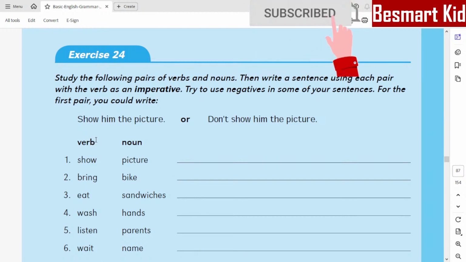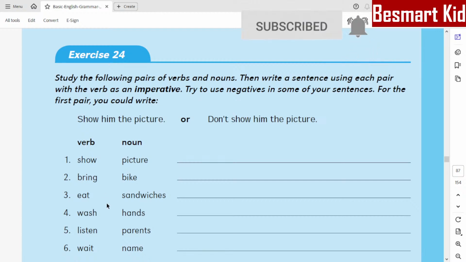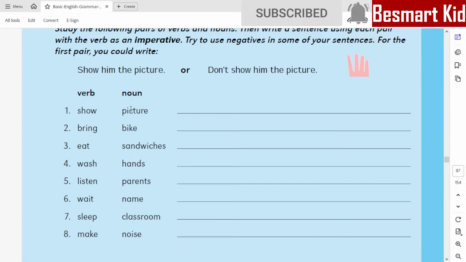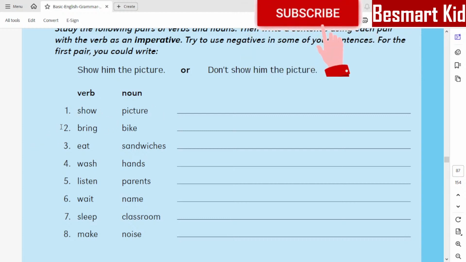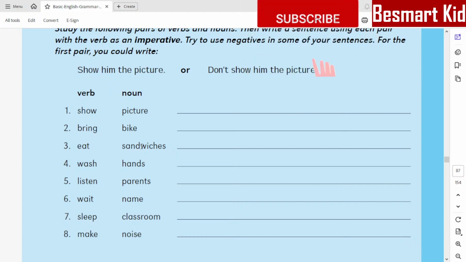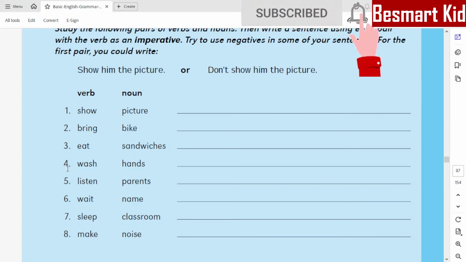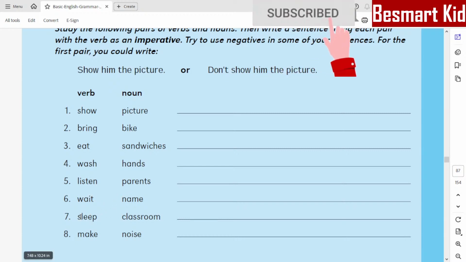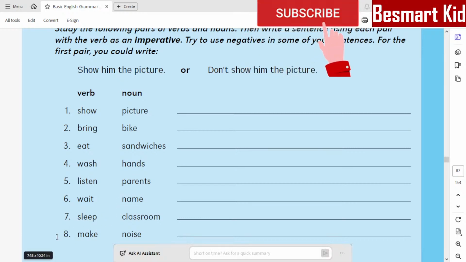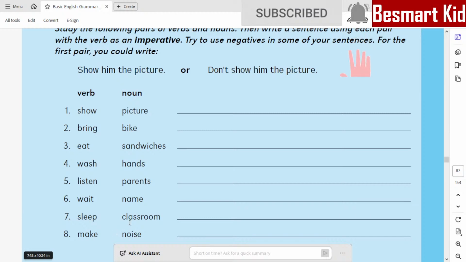So here, on the left side we have verbs and on the right side we have nouns. First, show and picture. Second, bring and bike. Third, eat and sandwiches. Fourth, wash and hands. Fifth, listen and parents. Sixth, wait and name. Seventh, sleep and classroom. Eighth, make and noise.